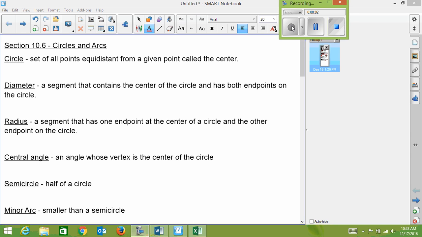Hello and welcome to section 10.6, which is on circles and arcs. The first thing we need to do is just remind ourselves of a bunch of the terms that go with circles. They should be, for the most part, review.